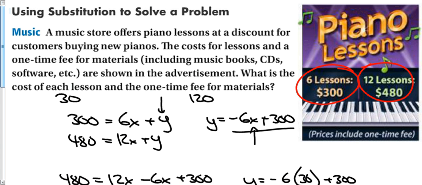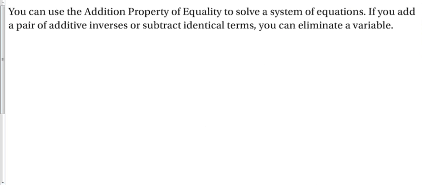Okay. Next. We can also use the addition property of equality to help solve systems of equations, right? If you add a pair of additive inverses or subtract identical terms, you can eliminate a variable.